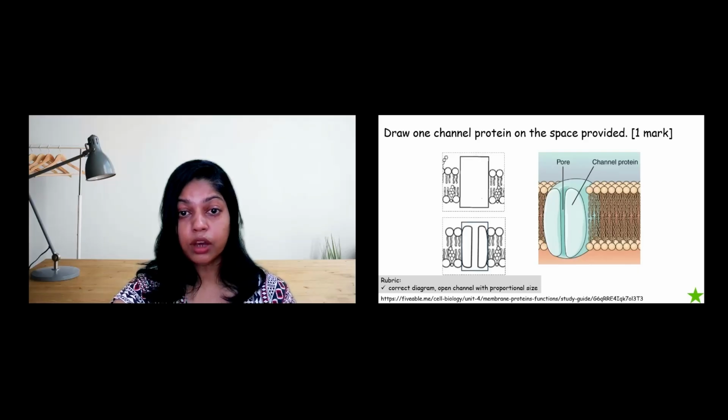When you are asked to draw a channel protein, remember to include a pore. Ensure the size of the channel protein is proportional to the other parts of the diagram.